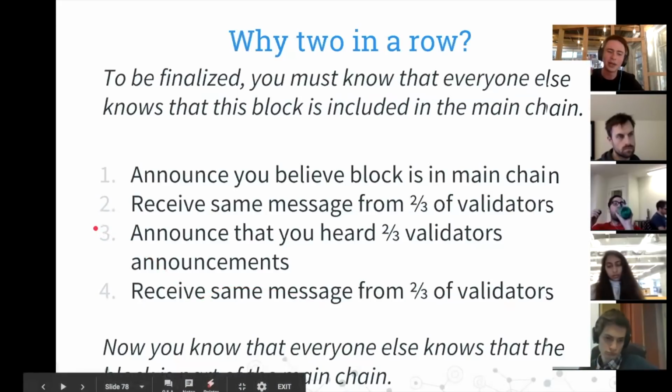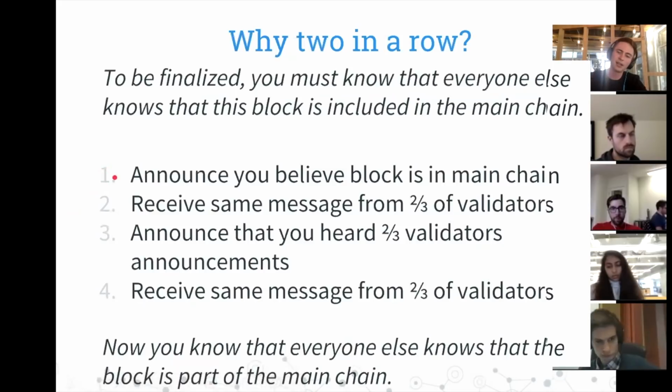So for that, you need 2 rounds, right? You need 1 round to announce the block that you believe is in the main chain, and receive 2/3 messages of that type. And then you also need to announce that you've heard that 2/3 of the validators have sent those announcements, and receive those same messages from 2/3 of validators.